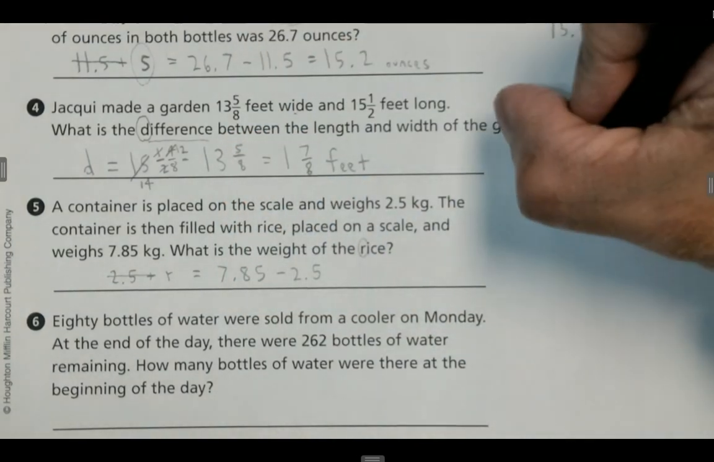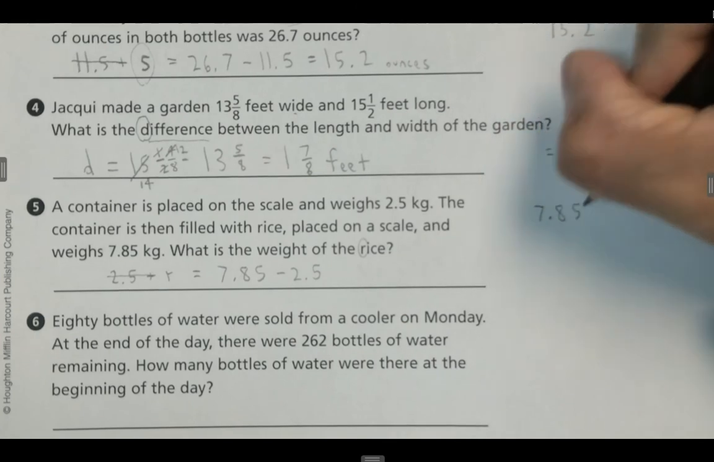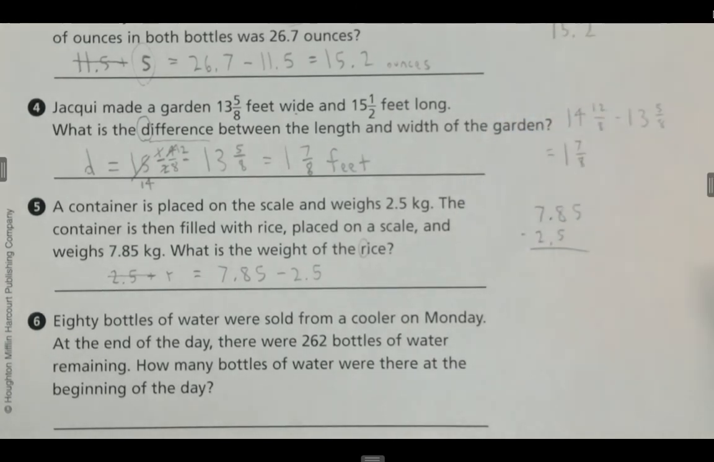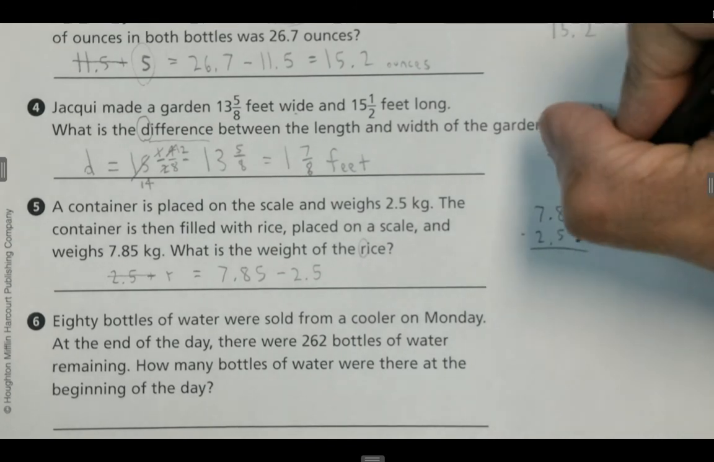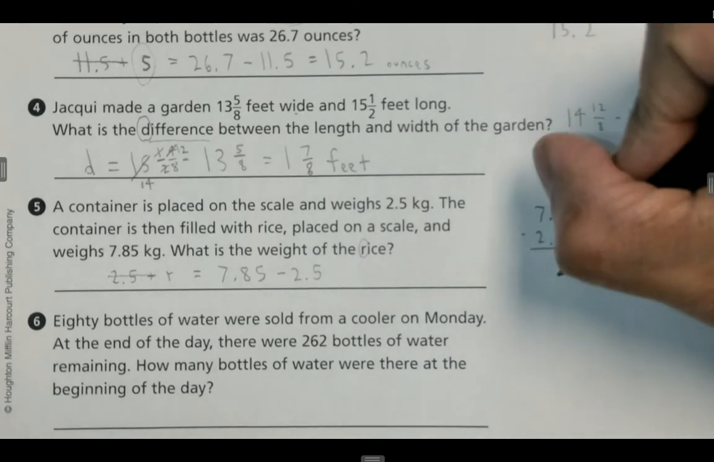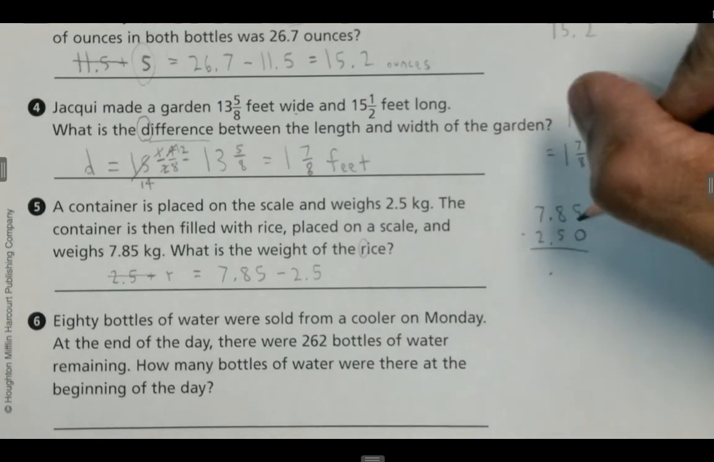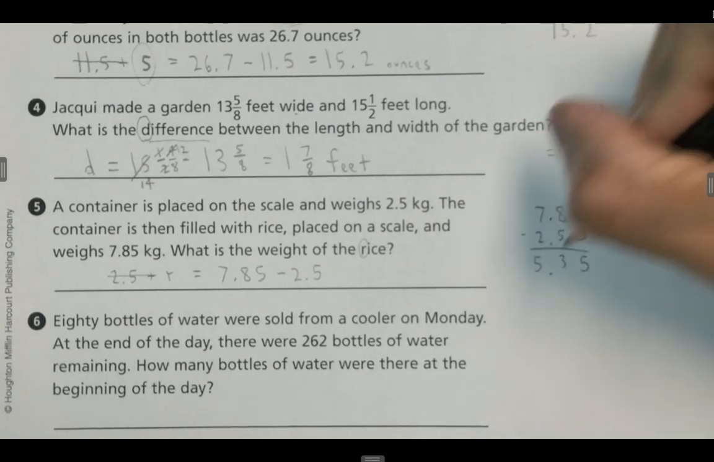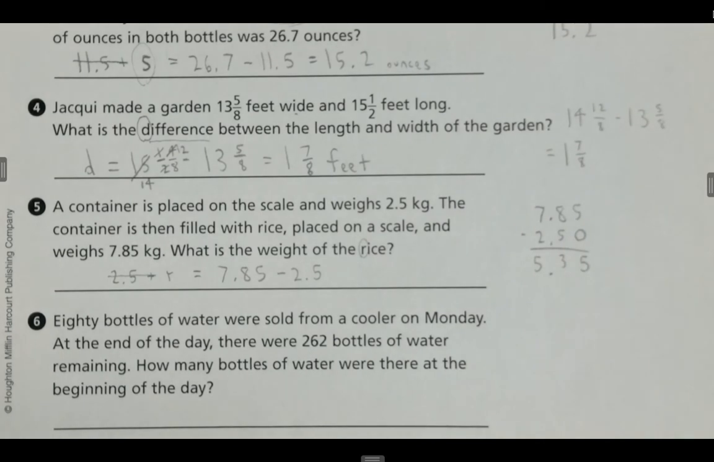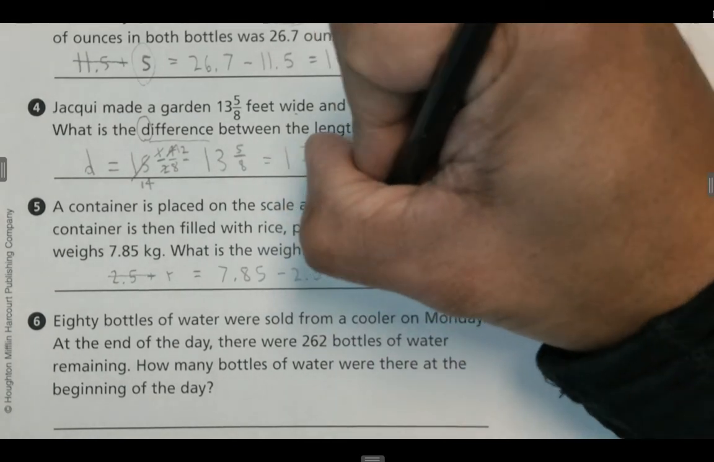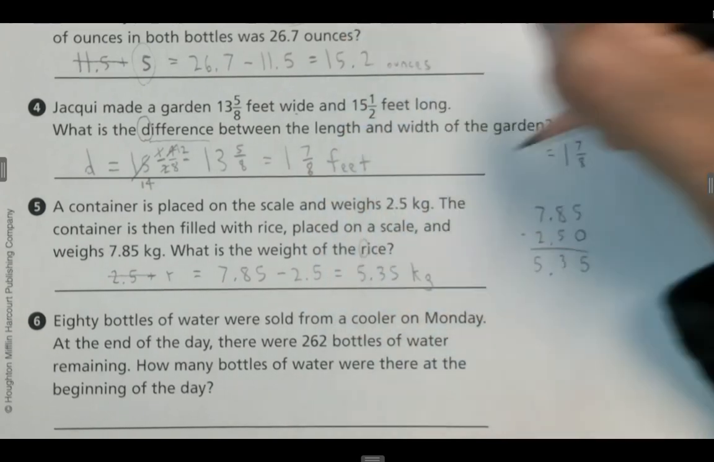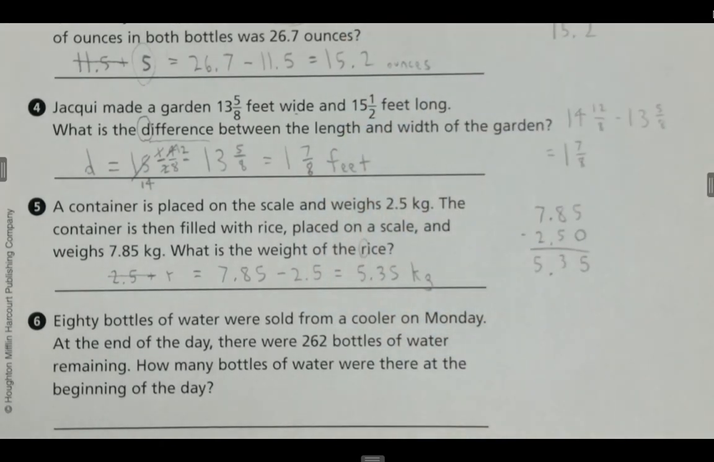Now let's stack it vertically. Line everything up by place value. Notice that we have a gap here. What can we do with that gap? If you said fill it in with a 0, you are correct. Insert the decimal point right where it lies and solve. The weight of the rice is 5 35/100 kilograms.